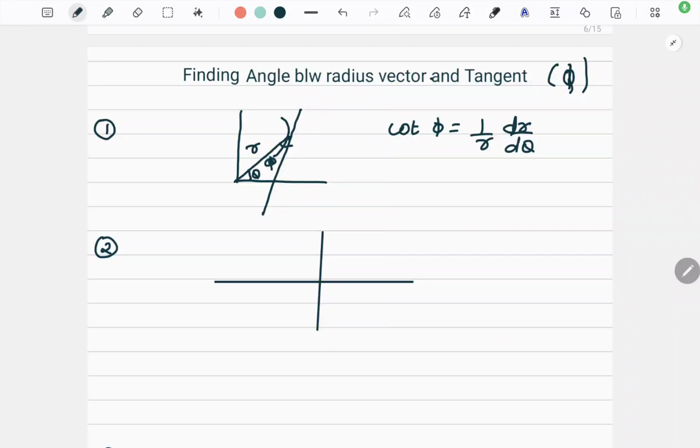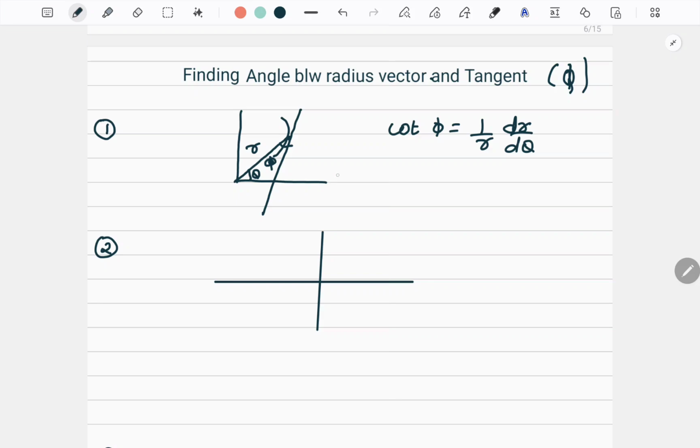Hello students, I hope you have gone through the previous video of this playlist where I explained the relation between Cartesian coordinates and polar coordinates. Then I also derived one relation where we were finding the angle between the radius vector and the tangent to a point of a curve at the point of contact.